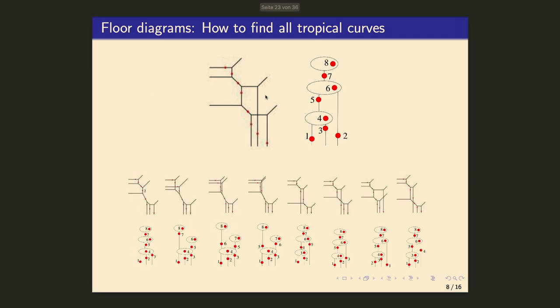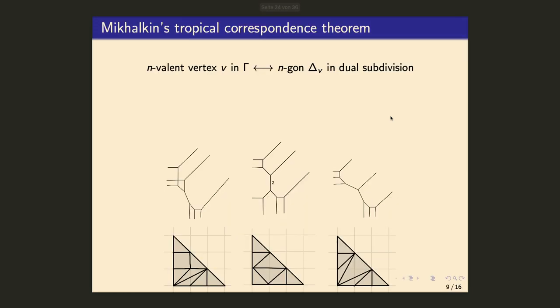So here you can see the floor diagrams corresponding to the rational degree 3 plane curves through this given point configuration. So now, okay, how does this relate to the problem I stated in the beginning?